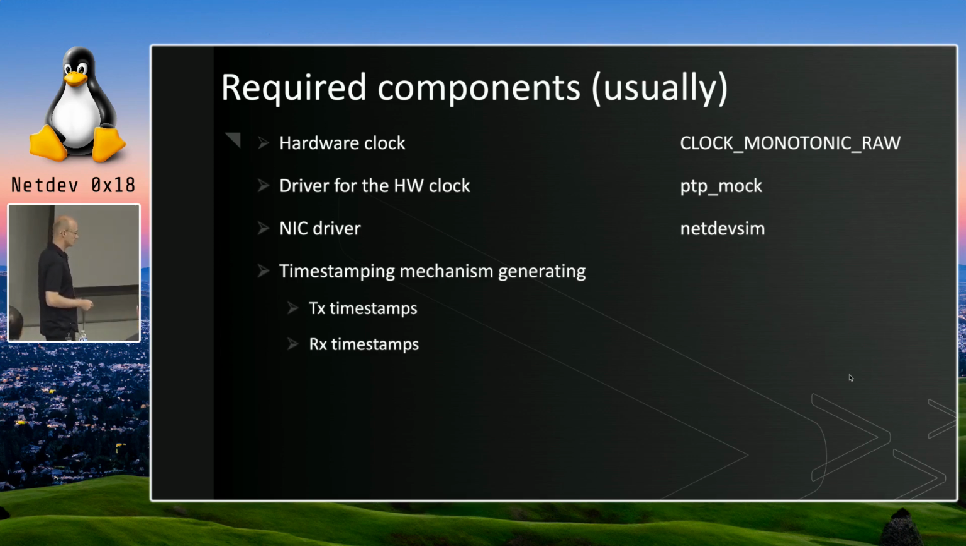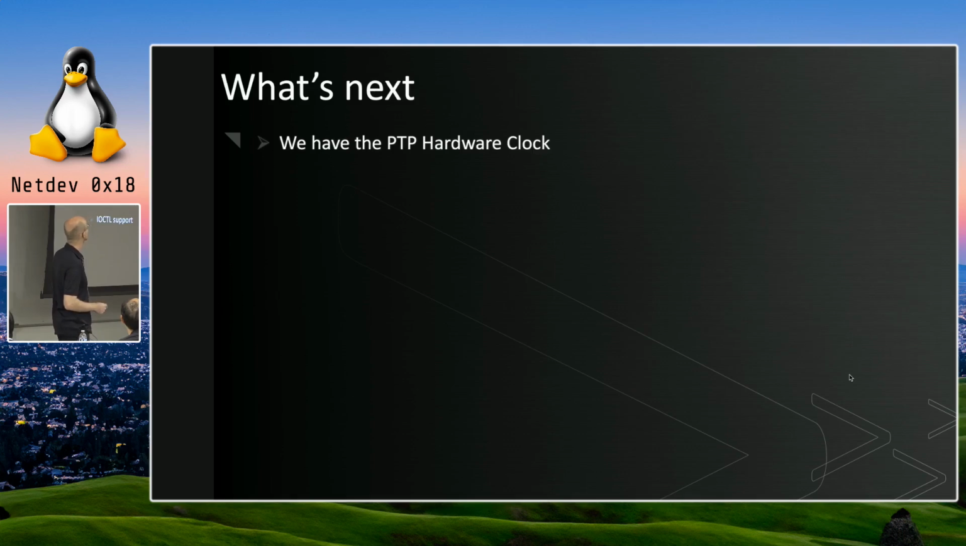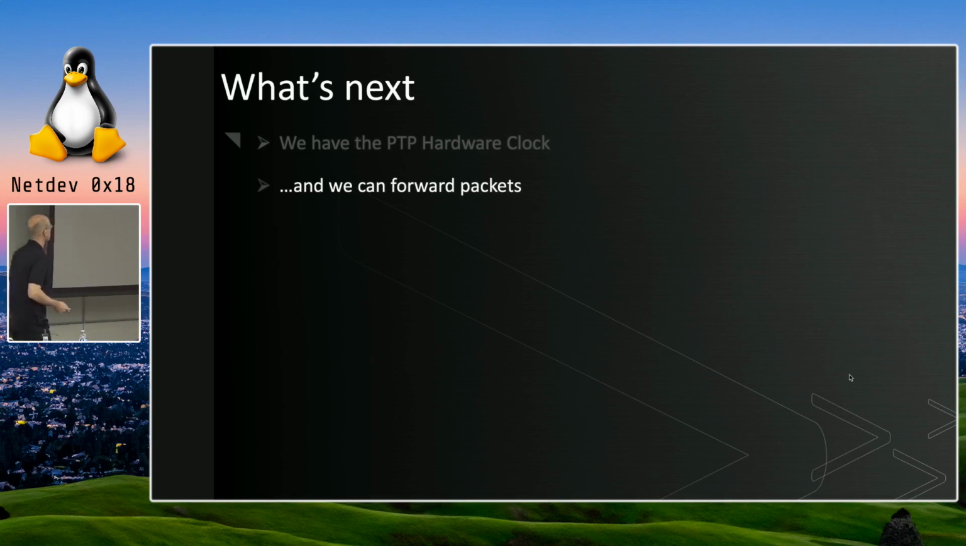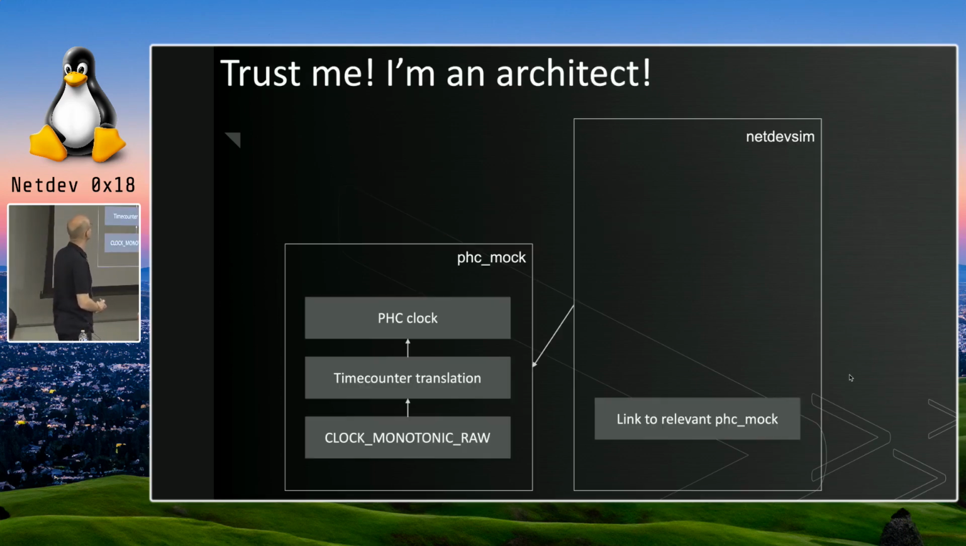What else do we need? To get full timestamping support, we obviously need also means of getting the timestamps for transmit and receive, and the support for all the laundry work that needs to be done behind the scenes to enable the offload. That was the missing piece in the Netdevsim, and that's what we needed to implement. So we have the hardware clock, we can forward packets, we connect them, and actually mock up the timestamping.